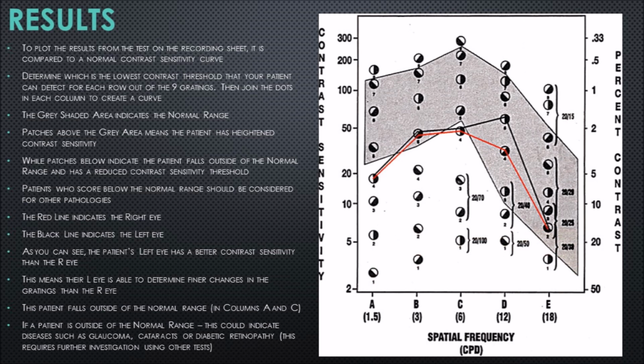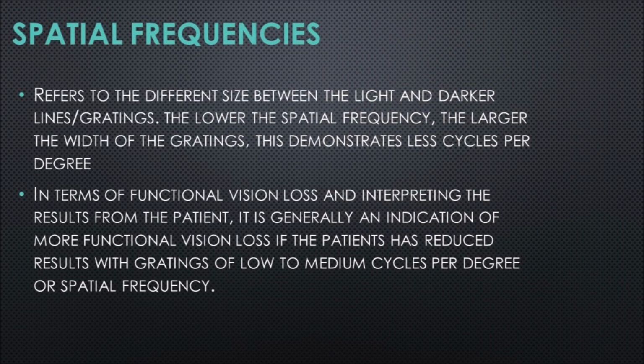In the picture here, the red line indicates the right eye. The black line indicates the left eye. As you can see, the patient's left eye has a better contrast sensitivity than the right eye. This means the left eye is able to determine finer changes in the gradings than the right eye. This patient falls outside of the normal range in columns A and C. If the patient is outside the normal range, this could indicate diseases such as glaucoma, cataracts, or diabetic retinopathy, although this requires further investigation using other tests and history taking.